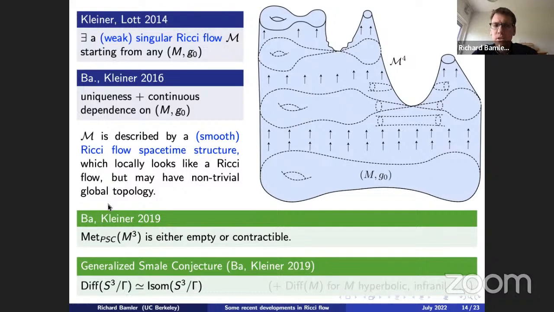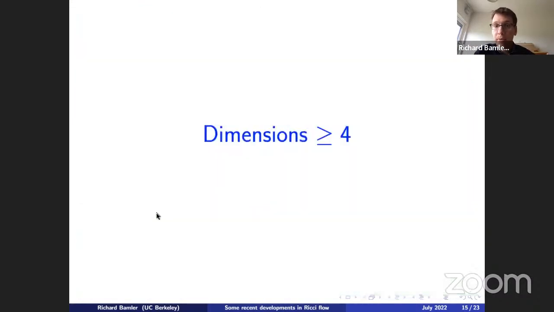And it was also known for a few other spherical space forms, but somehow the conjecture in its entirety was unknown up until recently. And so we can somehow give some uniform treatment for spherical space forms, and then for some other manifolds, such as hyperbolic manifolds and infranil manifolds. All right. Okay, with this being said, let me now move to higher dimensions.